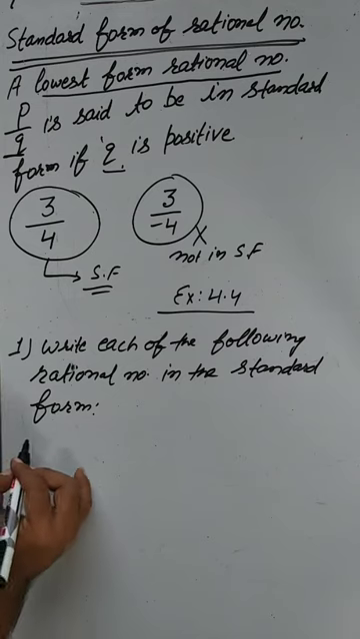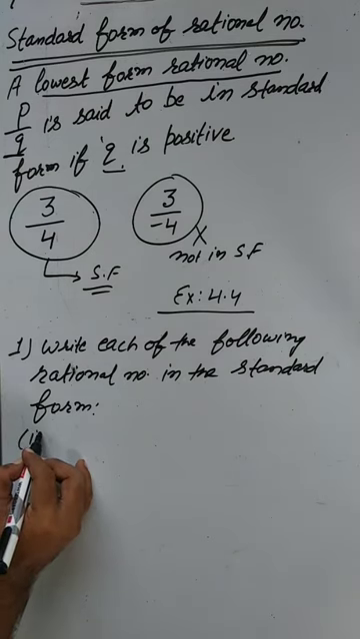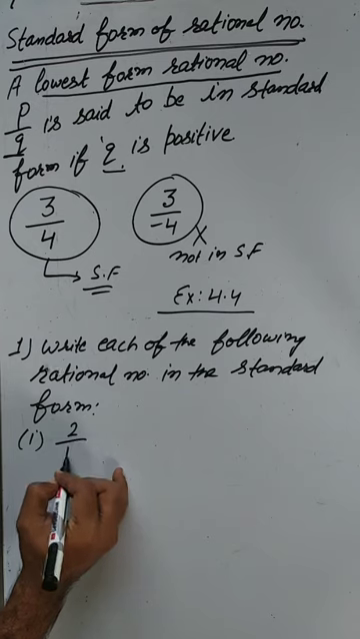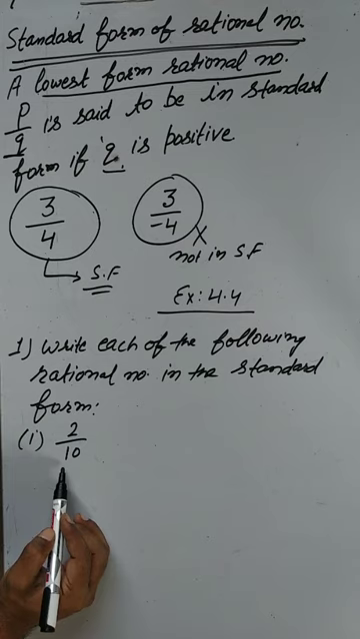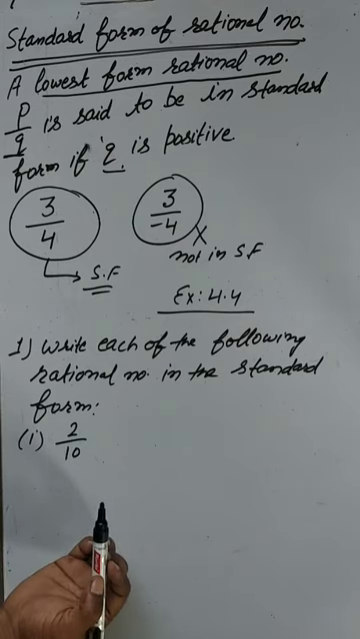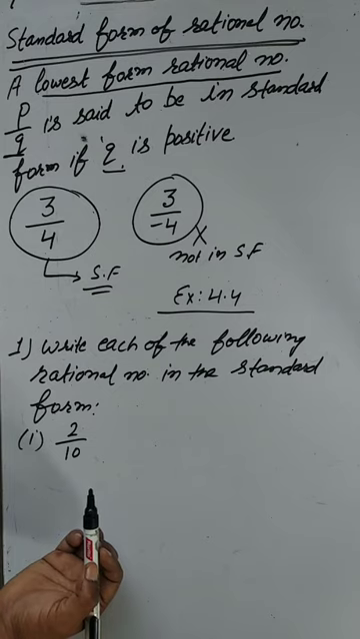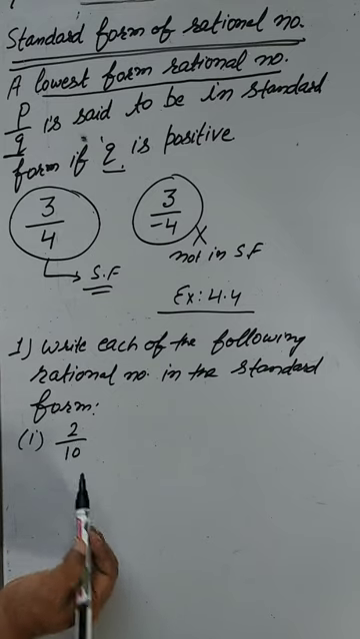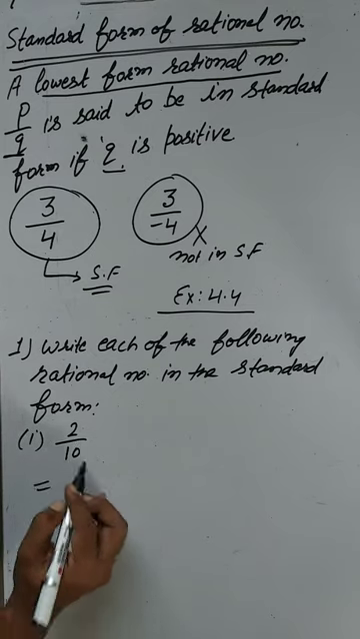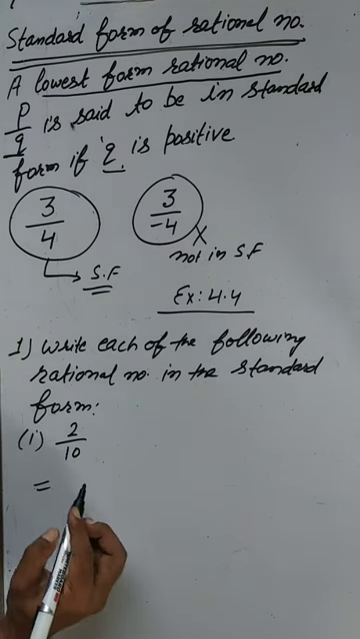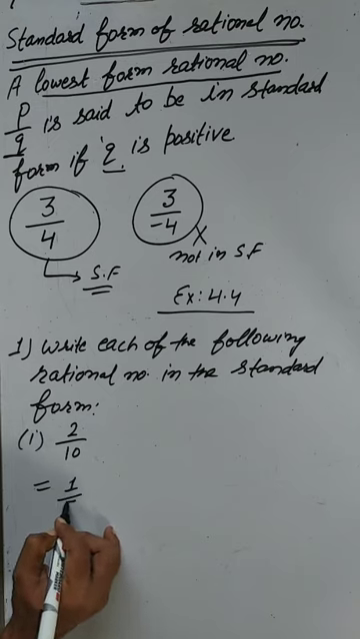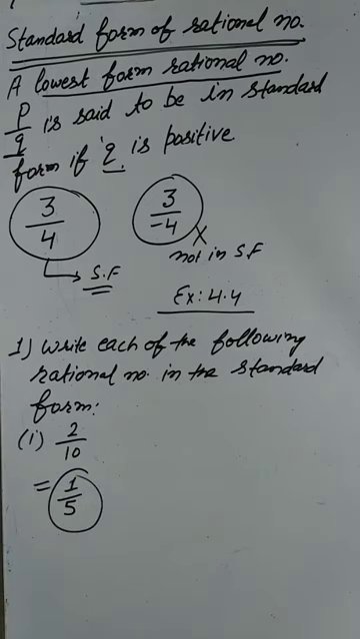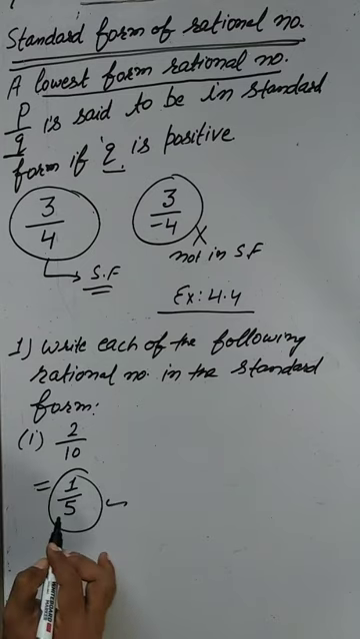For example, first part 2 upon 10. Clearly, beta, denominator is positive. 2 and 10. What is common here, beta? Both are in the table of 2. We can cancel it. 2 5s are 10. So it will be 1 upon 5. Understood? Clear? Now it is in the standard form.